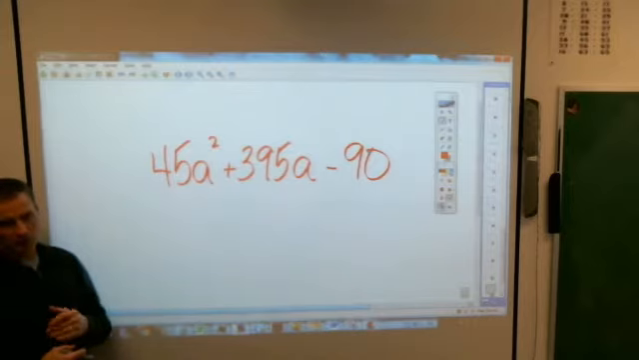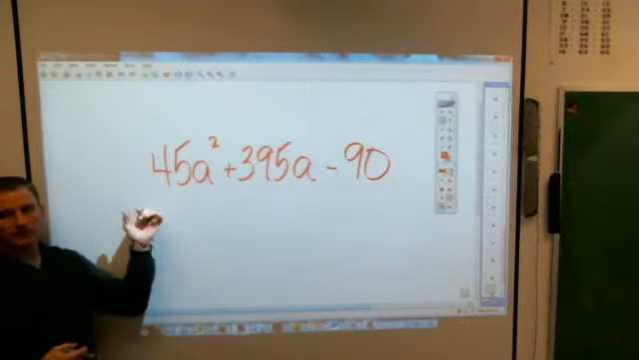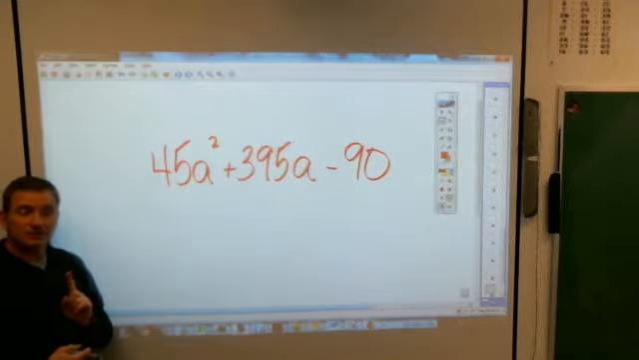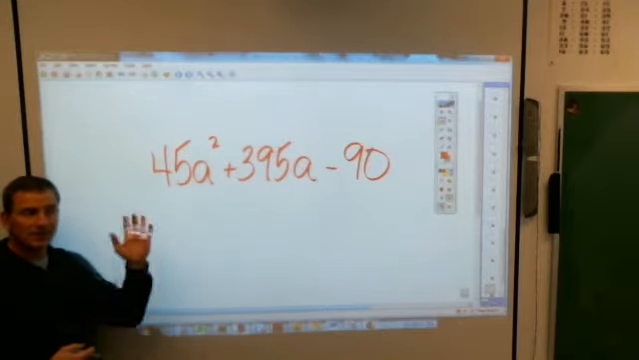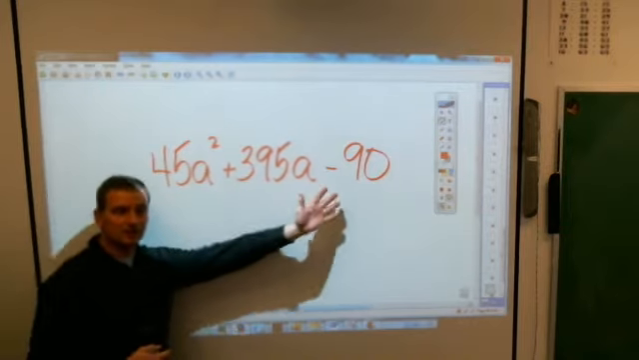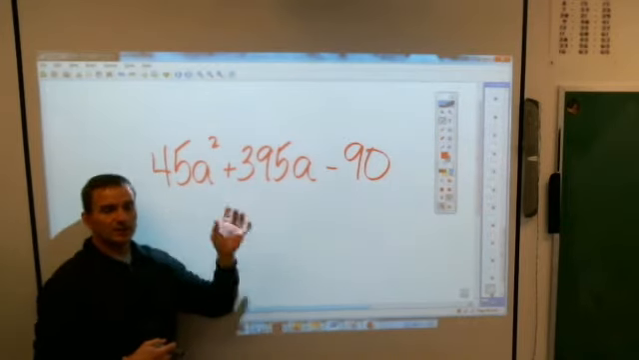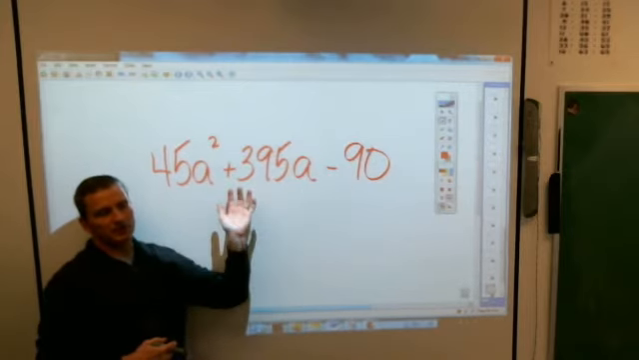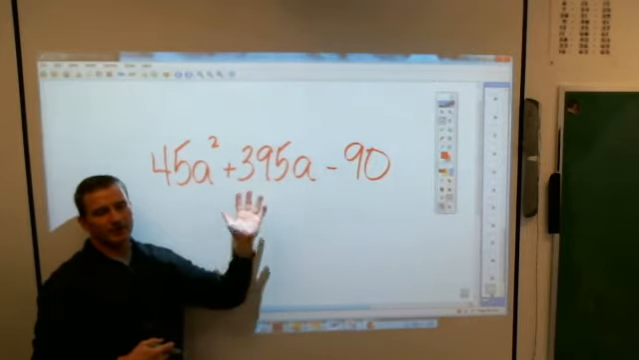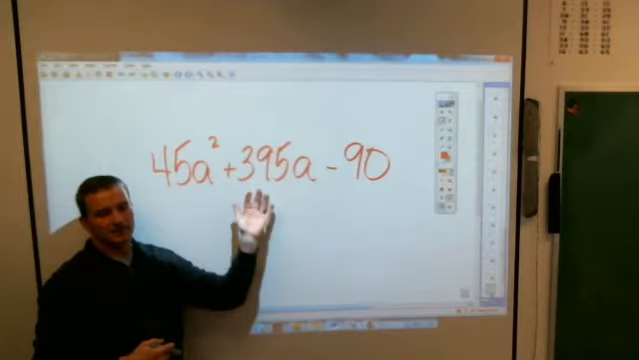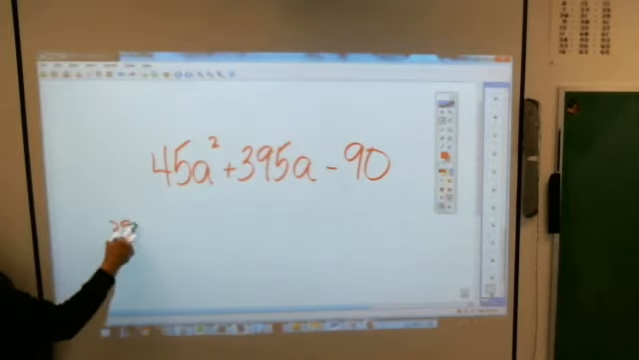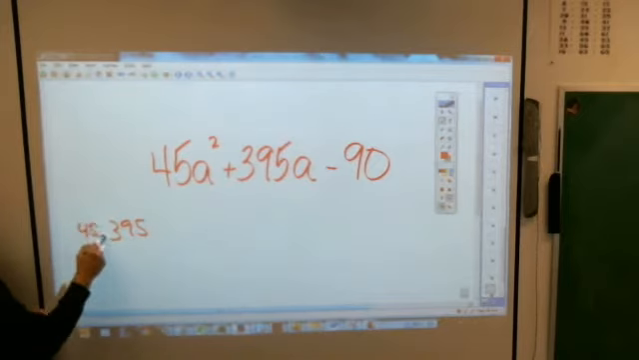Sometimes, boys and girls, you get too stuck on thinking in whatever, you forget step number 1. And step number 1 says, can you take a common factor out of all these? Well, I know 45 goes into this, and I know 45 goes into that. What is the odds that 45 will go into that? 395 divided by 45. I'm going to guess it's 9.